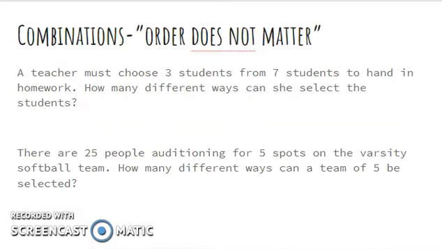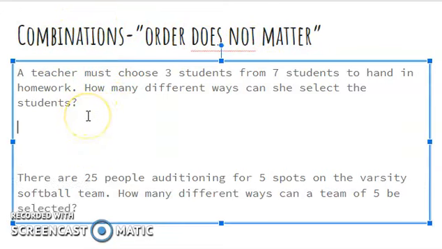So now we're going to talk about combinations, where order does not matter. Now remember, in permutations, I told you guys that order does matter. So this does not and that does, and that's the only difference between permutations and combinations. I'll get more into that later.